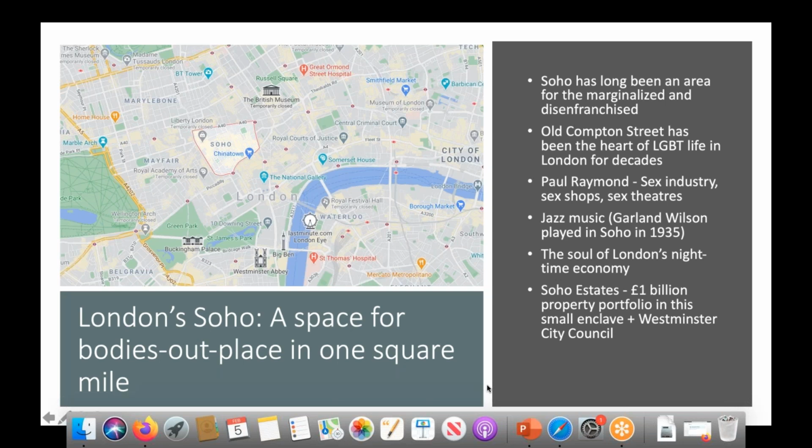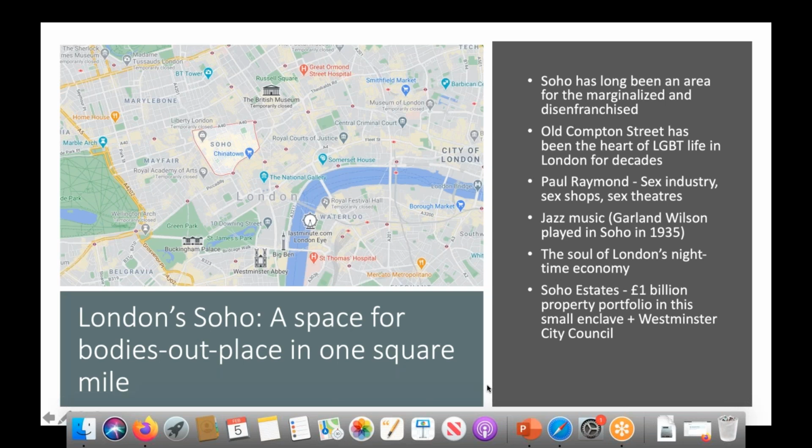Now, Paul Raymond bought so much of Soho that when he died in the mid-2000s, his granddaughters took over his estate, and that became Soho Estates. They own over £1 billion worth of property in a 1 square mile area. They own a huge amount of the property, and they work alongside Westminster City Council, the municipality which governs this area. Together they've created a new way of thinking about Soho, trying to get rid of what they call the sleaze and make it a slightly more upmarket place.